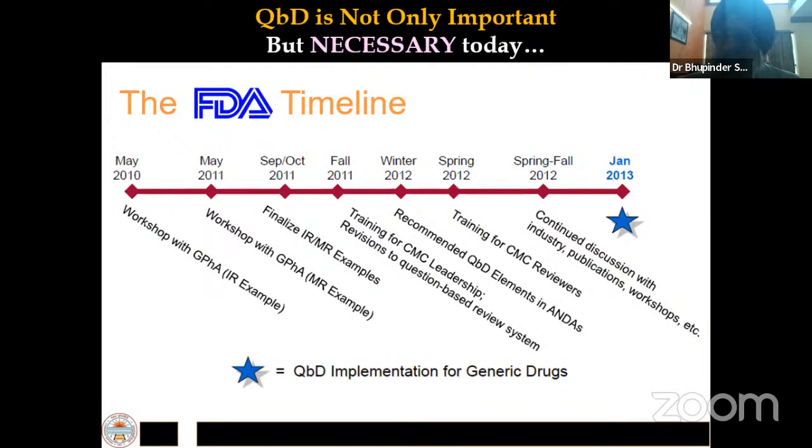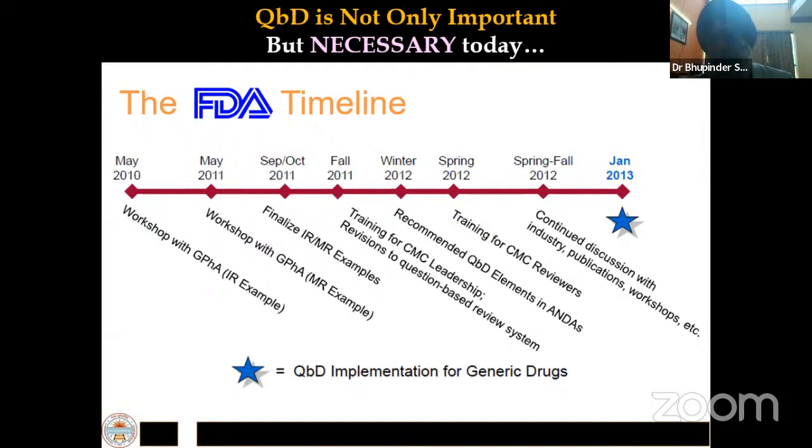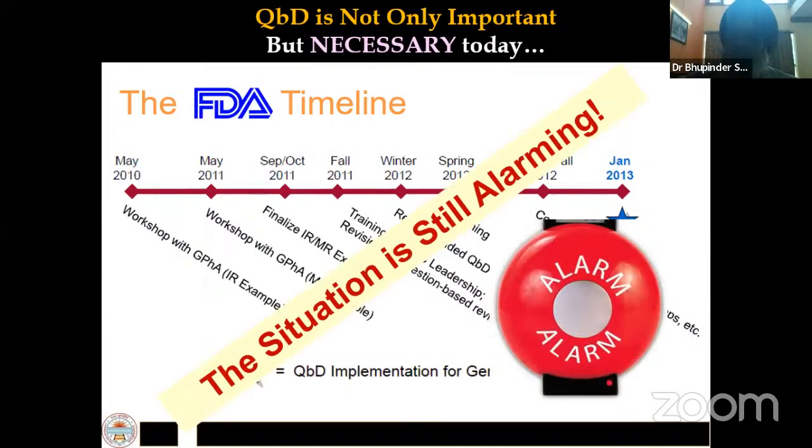Very soon the CPMP guidelines, which are European guidelines, also implemented QbD, and so did TGA, that's Australia, then MHRA, that's the UK, and SAHPRA, that's South Africa. All these countries followed suit. Now each and every product entering these regulated markets has to be QbD compliant. But the situation is still alarming in developing countries, including ours, where many of the medium-scale companies are still not fully operational as far as QbD is concerned.